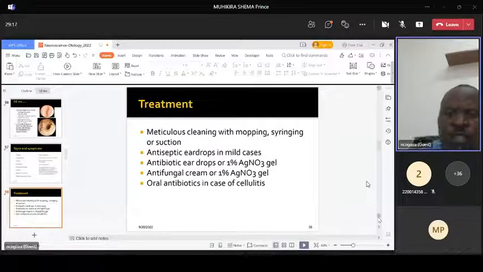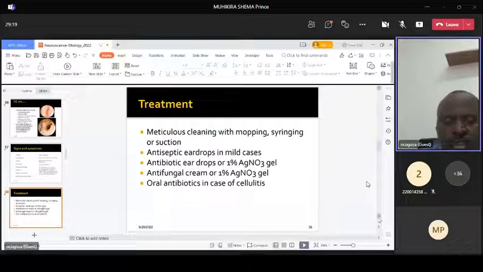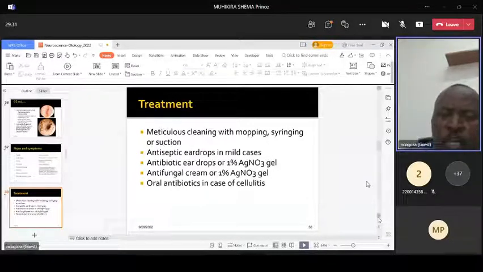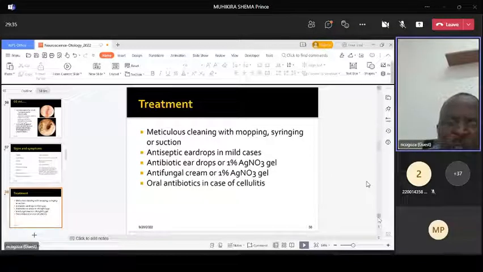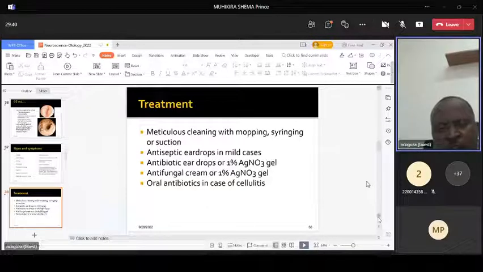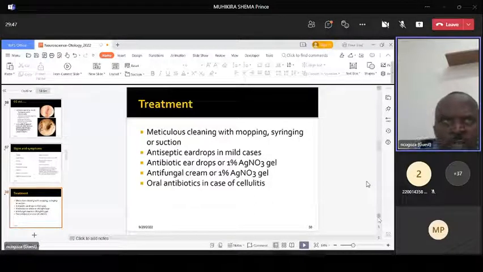So the treatment consists of cleaning the canal, removing secretions by syringing if it's possible. You can apply a local antiseptic. You can apply local antibiotics. You can apply antifungal cream if it's a fungal infection, like in a diffuse otitis externa. You can also give oral antibiotics if there is cellulitis, like in the case of furuncle.